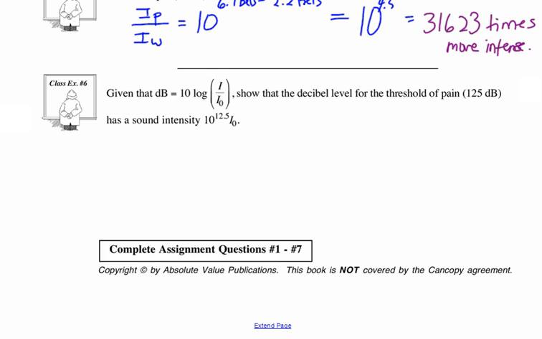Okay, so here's the formula changed into a log formula for you. Show that the decibel level for the threshold of pain has a sound intensity of this. Okay, so what did they give us? The decibels. So we know the decibels, dB, is 125, equals 10 log. So we're going to work with this equation. We want to get that somehow. Okay, so what's the first thing we could do? Divide by 10? Yeah, we can divide by 10.